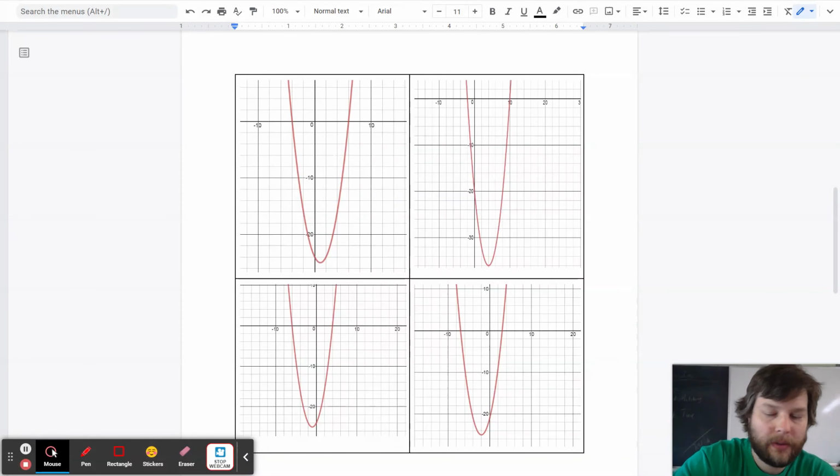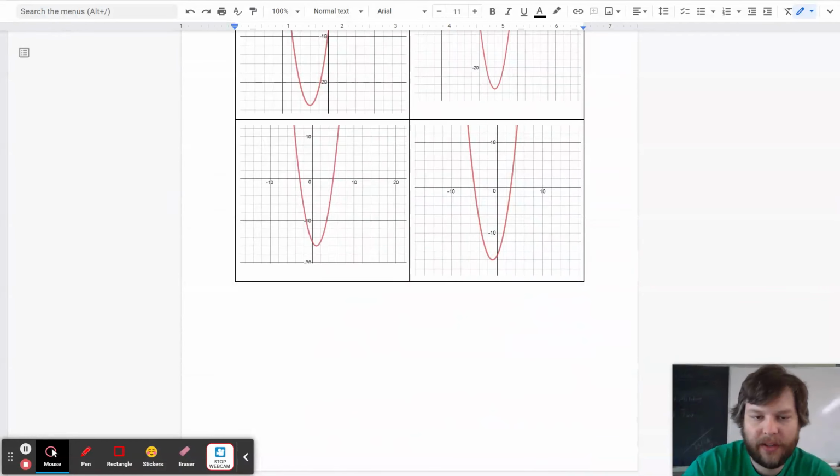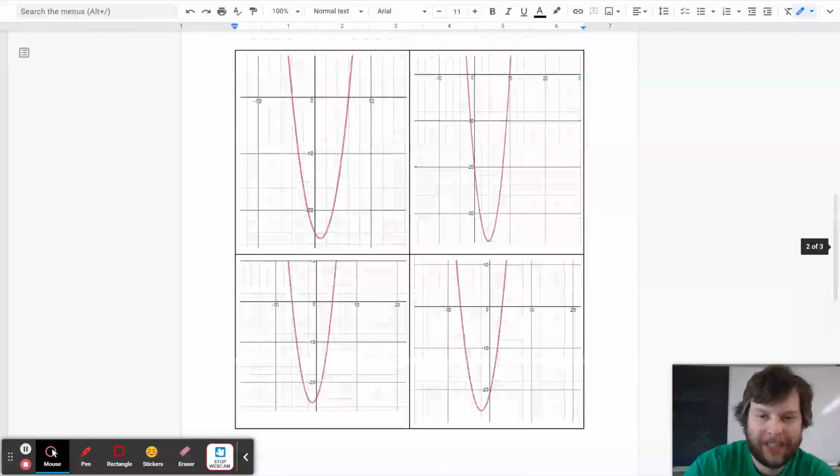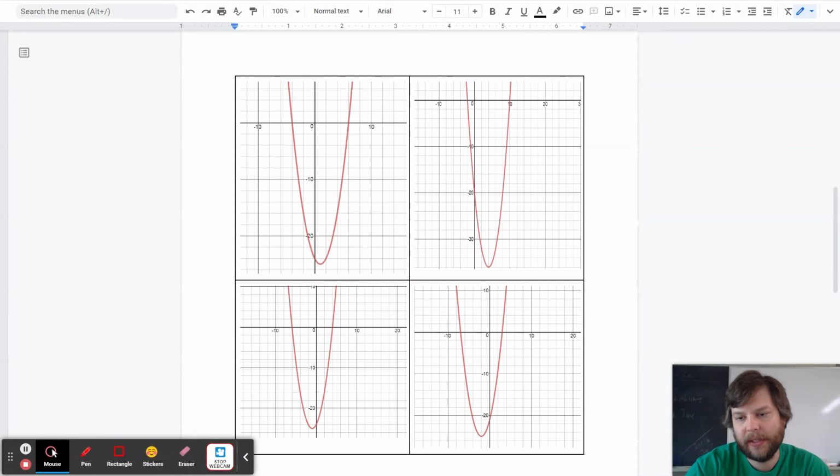All right, students. So here, this is the quadratic matching activity that we were working on in class today. And I just wanted to go over how you can quickly identify the different equations that match with each of these graphs. And it's always based on looking at the vertex, x-intercepts, and y-intercept.